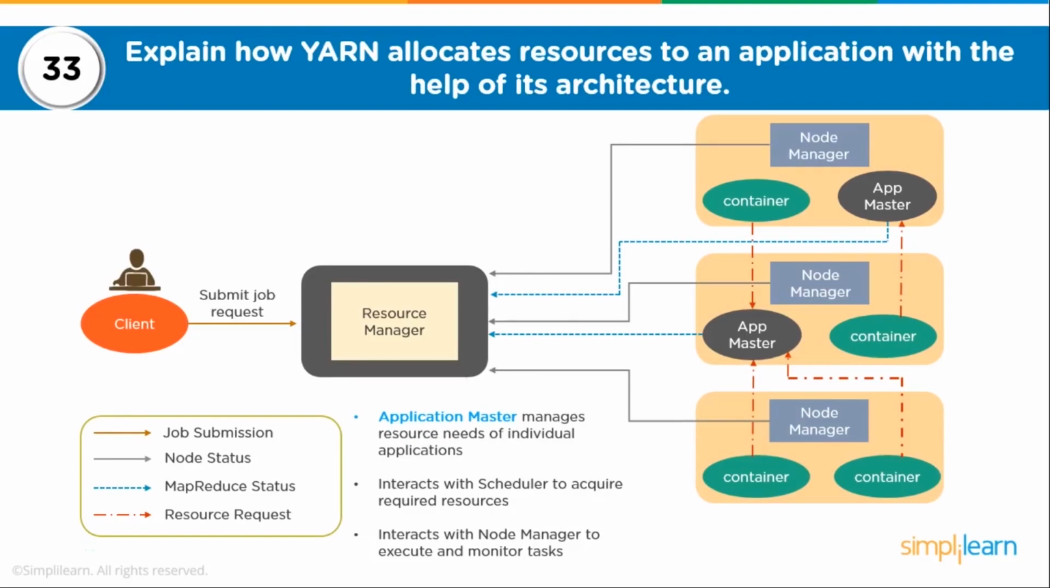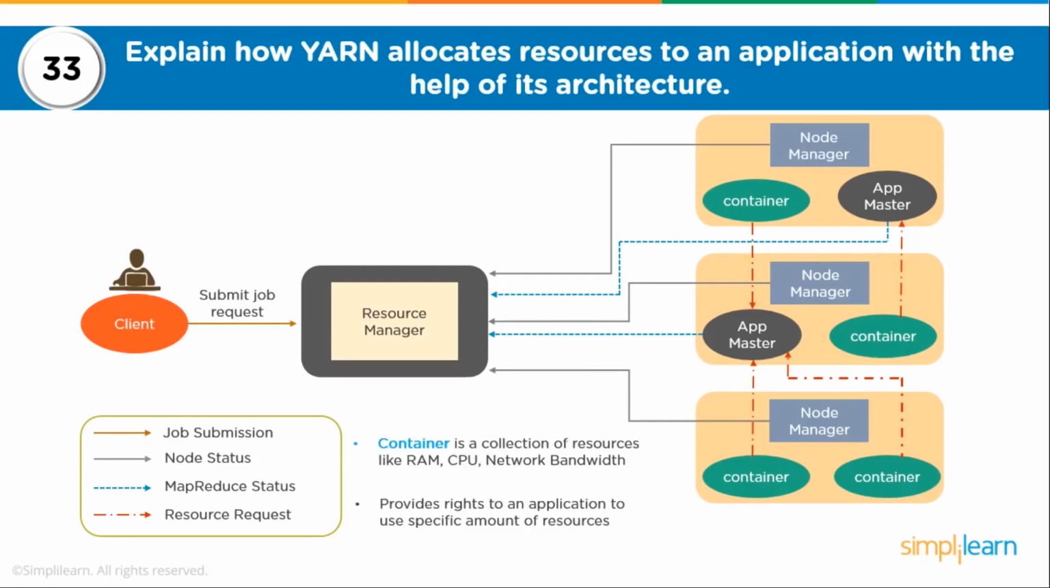Your application master is managing resource needs. It is the one which is interacting with scheduler, and if a particular node crashes, it is the responsibility of app master to go back to the master, which is resource manager, and negotiate for more resources. So your app master will never ever negotiate resources with node manager directly. It will always talk to resource manager, and resource manager is the one which negotiates the resources. Container, as I said, is a collection of resources like your RAM, CPU, network bandwidth, and your container is allocated based on the availability of resources on a particular node.